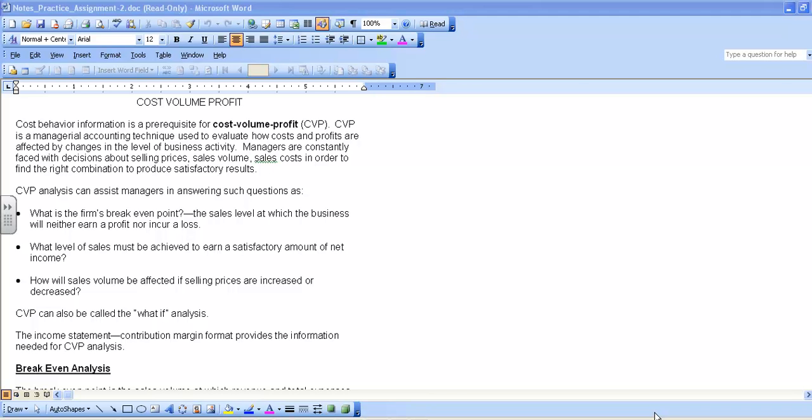So how many do we have to sell to earn neither a profit nor a loss? What level of sales must be achieved to earn a satisfactory amount of net income? How will sales volume be affected if sales prices are increased or decreased? We can call this the what-if analysis. The income statement contribution margin format, which we just completed, provides the information needed for cost volume profit analysis.